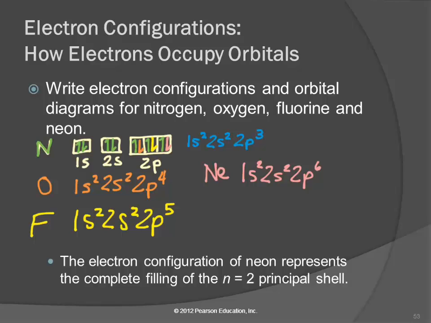So what do you notice about this electron configuration for neon? All those boxes are full, aren't they? The next orbital would be in the next shell, up in n equals 3. And so for neon, all of these are full. That's a particularly stable electron configuration when the highest energy level is full. So the electron configuration of neon represents the complete filling of the n equals 2 principal shell. And we'll find out that that's important.